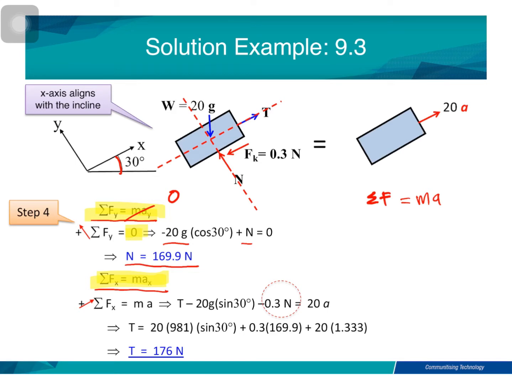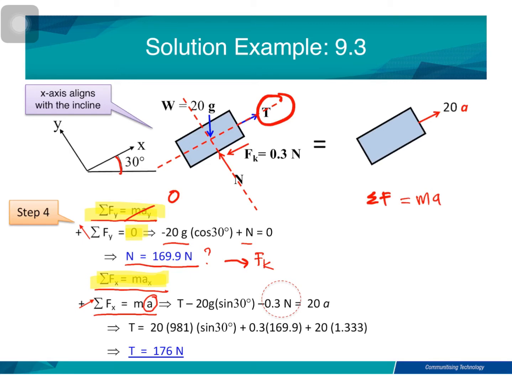So why do we need to get the N? Because we want to substitute into the friction force. Right. So now, how to solve the tension here? The tension here comes from summation Fx equal to ma. Now you have the a already. So you look into the x direction, and you resolve all the forces in the x direction.